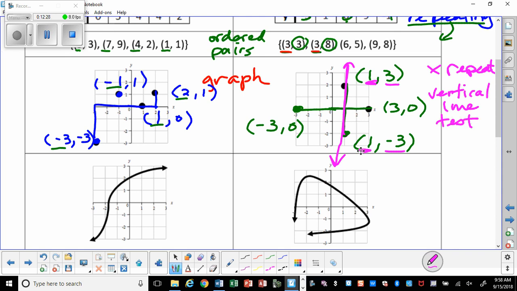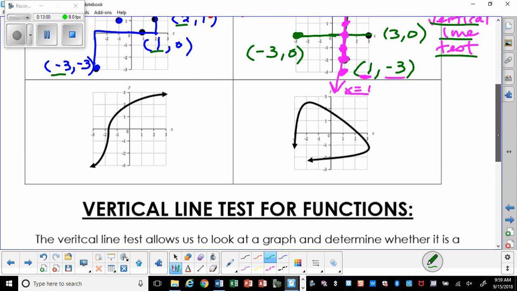All right? If you have 2 points on this vertical line, that means your x is repeating. All right? Because the equation of this line is x equals 1. X is always 1. All these points on this line have an x-coordinate of 1. And that's the equation of that line. So that's the vertical line test. And you'll see that over and over again as a rationale, because we look at graphs a lot in Algebra 2. So that vertical line test is very useful.